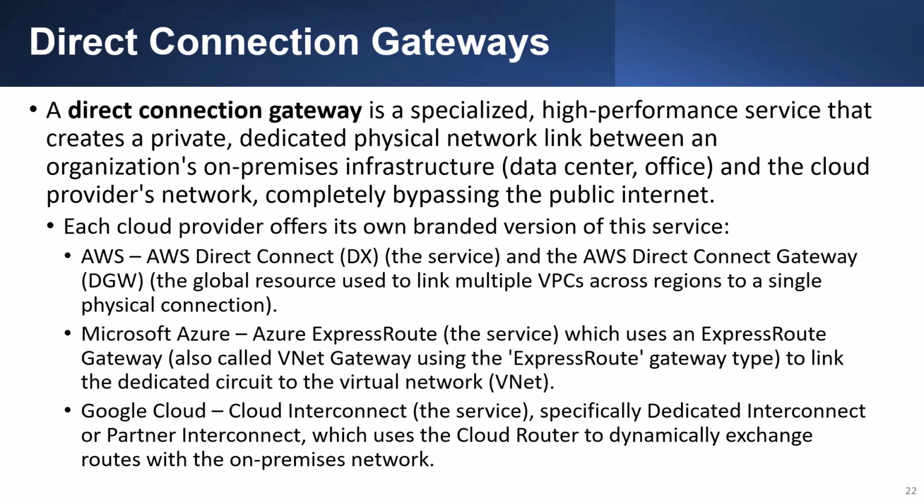Microsoft Azure has Azure ExpressRoute, which uses the ExpressRoute Gateway, also called the VNet Gateway, using the ExpressRoute Gateway type to link the dedicated circuit to a virtual network, or VNet. Google Cloud uses Cloud Interconnect, which is specifically Dedicated Interconnect or Partner Interconnect, which uses the Cloud Router to dynamically exchange routes with the on-premises network.